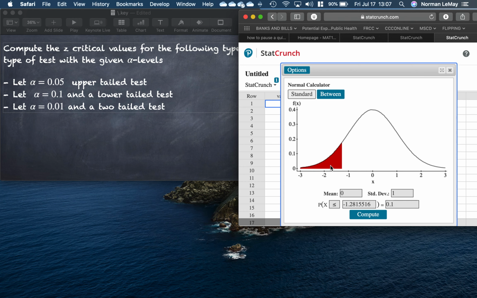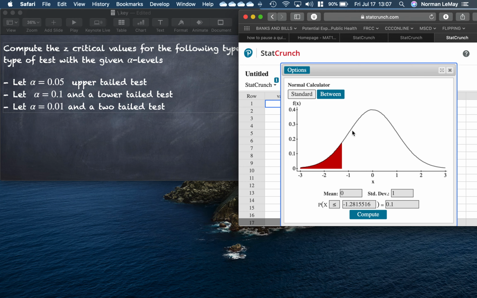If your test statistic falls over here, reject. If your test statistic is less than negative 1.28, it falls to the left of negative 1.28, so reject. If your test statistic falls over here, that means your test statistic is greater than negative 1.28, so you will fail to reject.